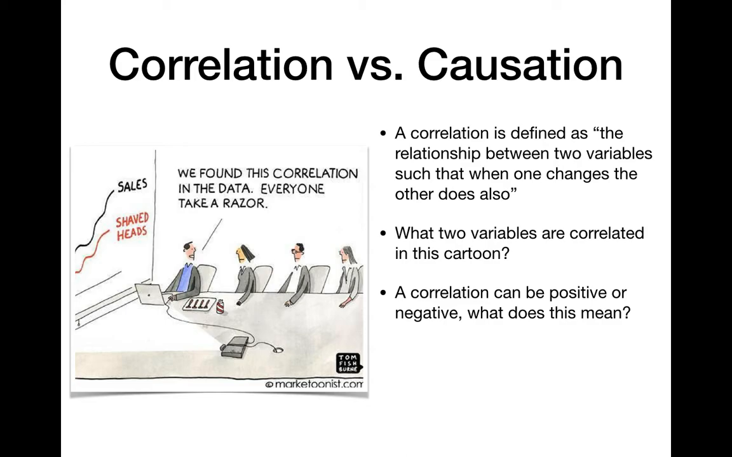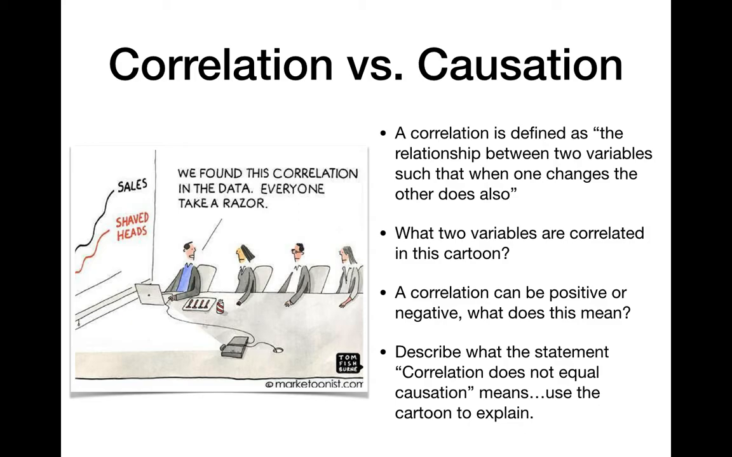And this correlation can be positive or negative. What does that mean? Positive or negative correlation? Well, positive is if one increases, the other increases, and negative is as one increases, the other decreases. So the statement, correlation does not equal causation. What does that mean? Look at the little cartoon here as an example.